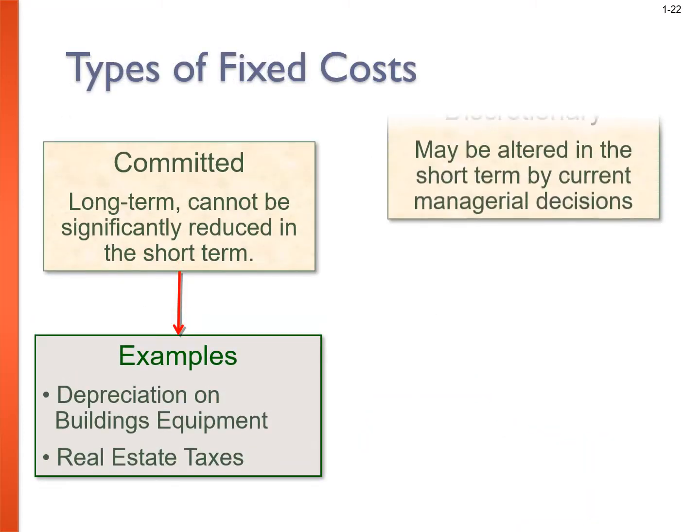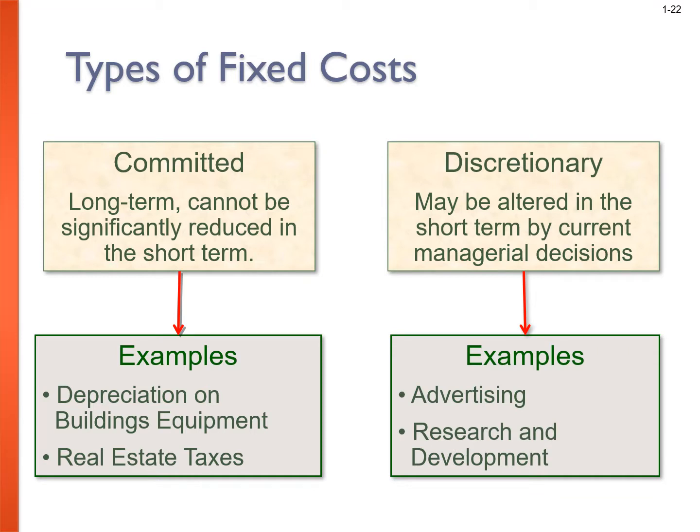Types of fixed costs. There are committed ones. They're long-term and cannot be significantly reduced in the short run: depreciation on your building and equipment, real estate taxes, maybe even rental agreements. Discretionary fixed costs can be altered in the short term, maybe in advertising, research and development.